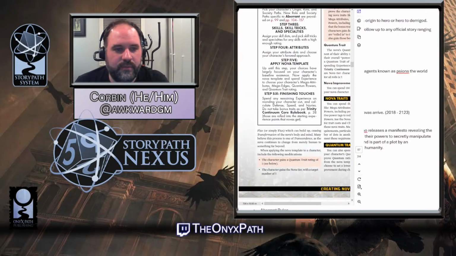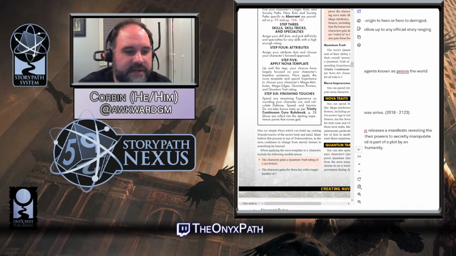In any case, one of the things for character creation, I'm going to put that in the Aberrant rules for character creation, and this is just an outline. Starting XP is 75.